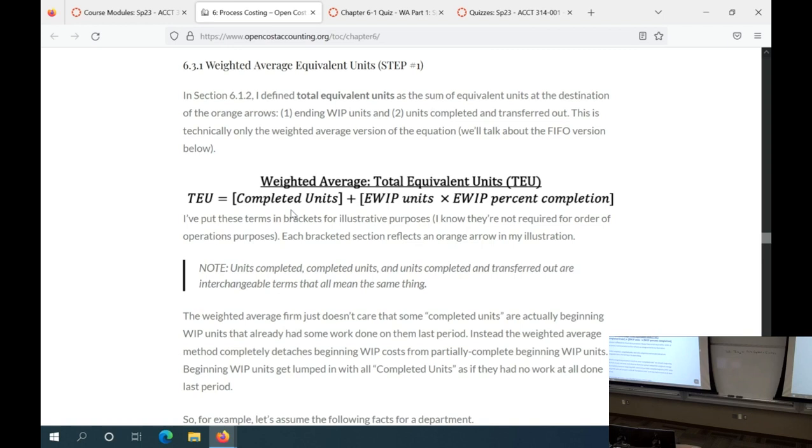It's the ending WIP units, or physical units, you might hear it said, times the percent complete of those physical units. I used the example of paper airplanes before, and I said, let's say we had 100 paper airplanes that were incomplete at the end of, we were making paper airplanes for 30 seconds. We had 100 of them.